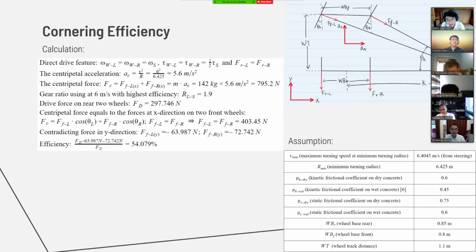The cornering efficiency is calculated by assuming that we are using direct drive. That is, the 2 rear wheels must have the same output force. So all the centripetal forces come from the frictional force at the 2 front wheels, and then we got an efficiency of only 54. And if we use the differential, the 2 rear drive wheels will have different torque to help us turn our pedal cart, and we get a much higher efficiency.